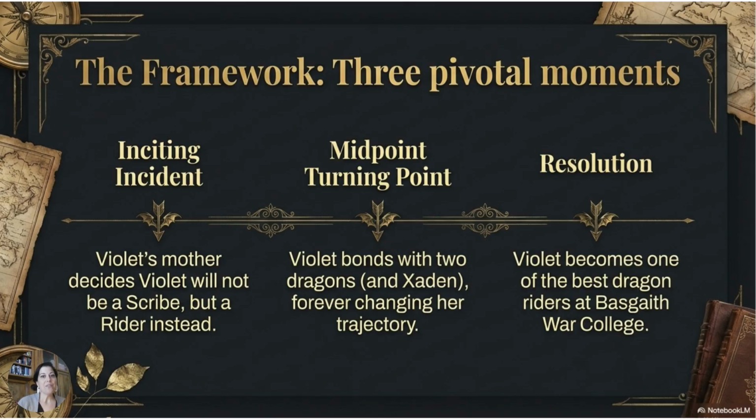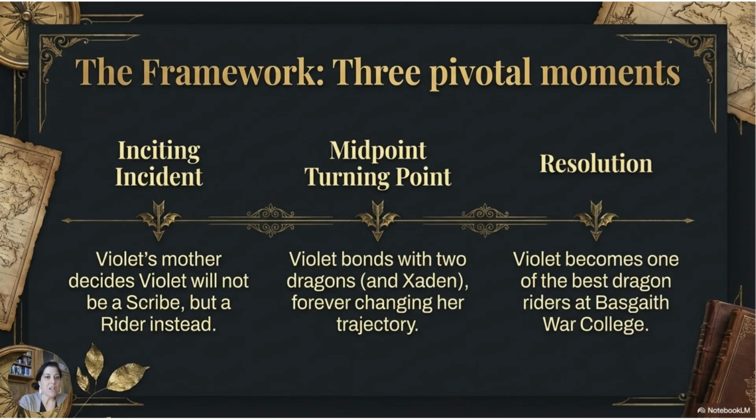Next, we have those 3 major plot points or tent poles that we're going to determine first to help us build out our 7 to 9 tent poles. At the very beginning of the story, the inciting incident, Violet's mother decides that Violet will not be a scribe, but a writer instead, even though she's trained her whole life to be a scribe and she is physically not up to the task of being a writer.